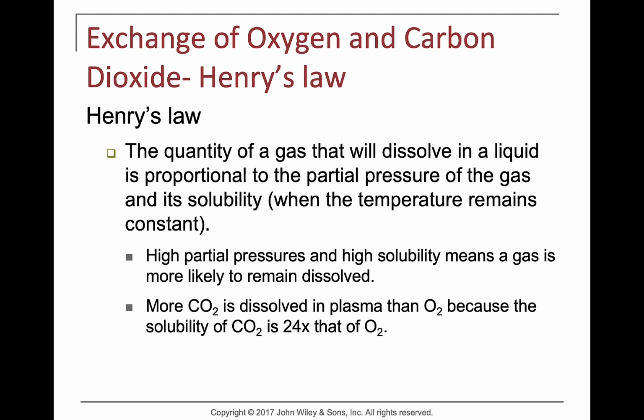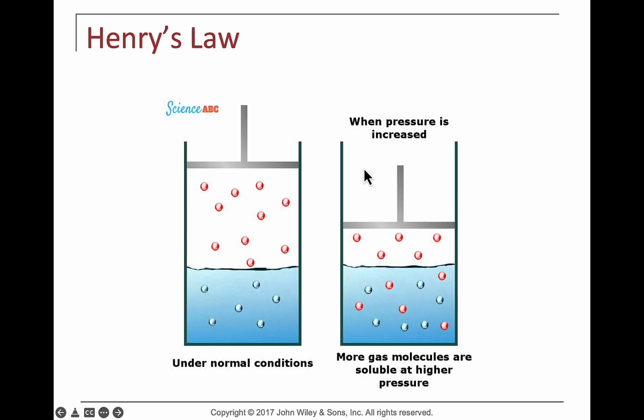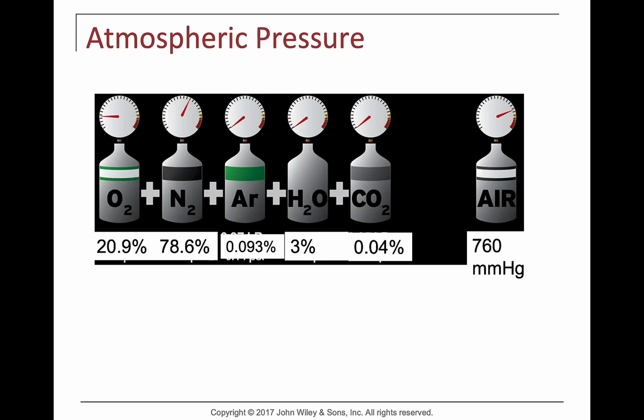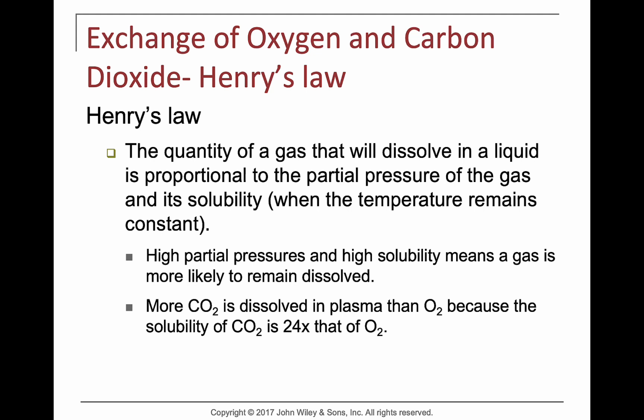So if we look back at the partial pressures of gases, we notice that oxygen is generally 20.9% of atmospheric air and CO2 is 0.04% of atmospheric air. So we have a large number of oxygen molecules in atmospheric air compared to CO2. But we have more CO2 dissolved in blood plasma than we do oxygen. Most oxygen has to be bound to hemoglobin to be carried through the bloodstream because its solubility in blood plasma is very low. The solubility of CO2 is 24 times that of oxygen, so we have more CO2 dissolved in plasma than we have oxygen.